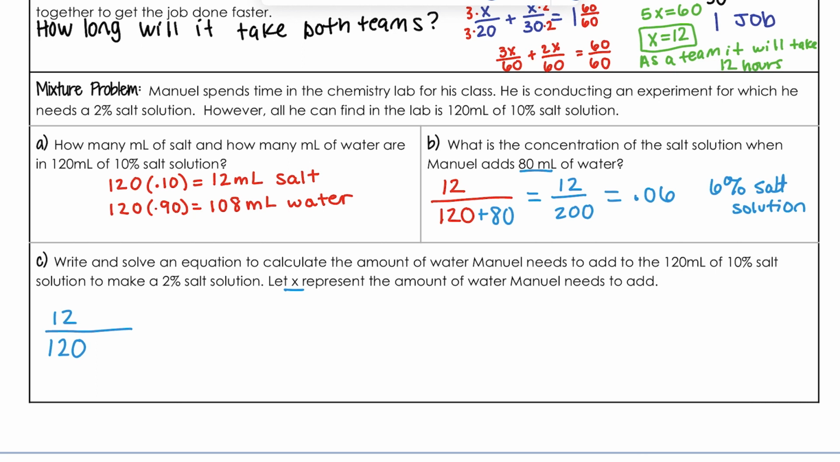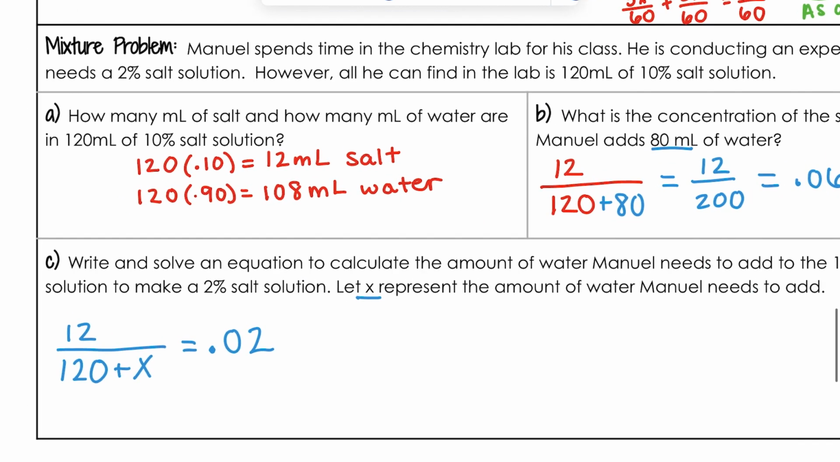So he wants to add water, but not add any salt. So he's going to be adding x milliliters of water, and we add that to the denominator. His goal is to get the 2% solution because that's what he needs. So we're going to set this equal to 0.02, and now we're going to solve. I'm going to start by multiplying both sides by 120 plus x, because those will cancel.